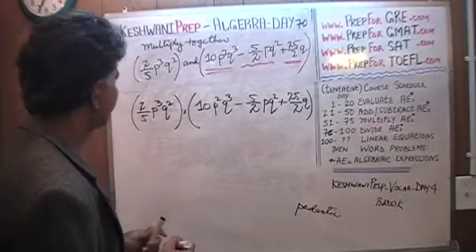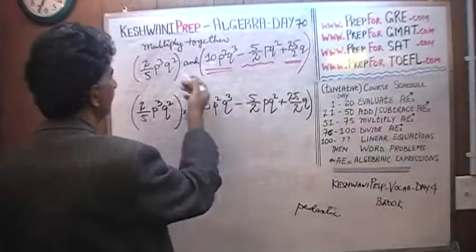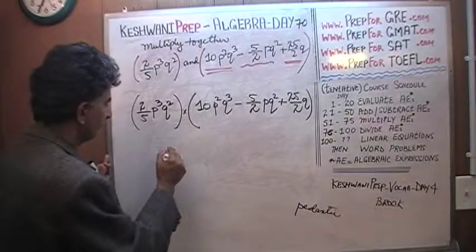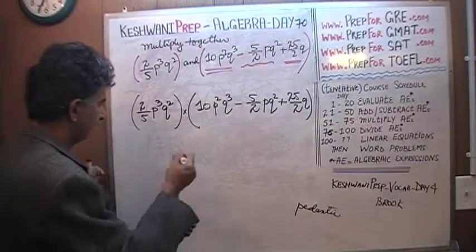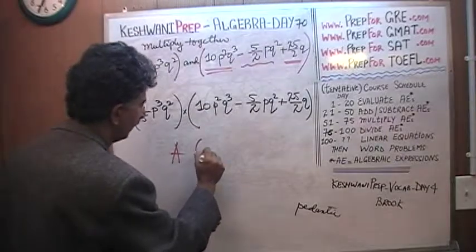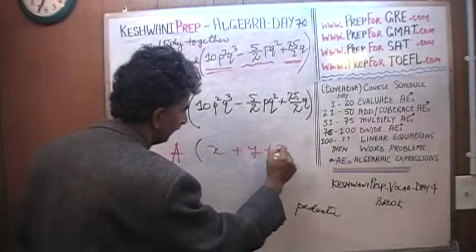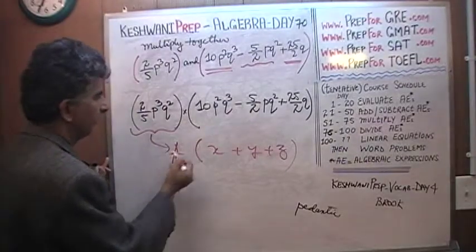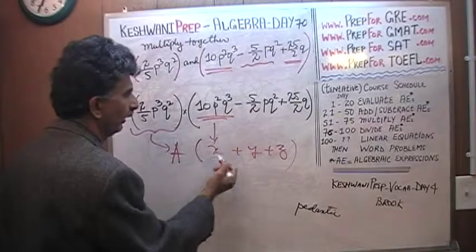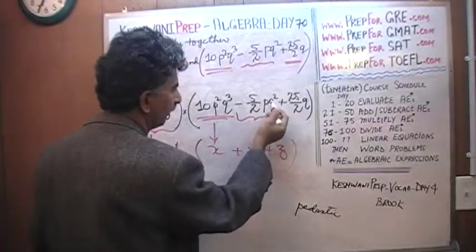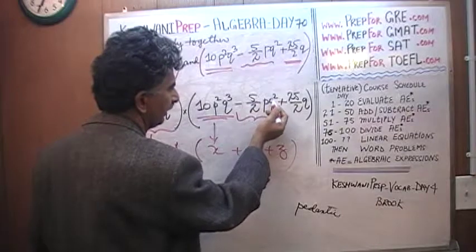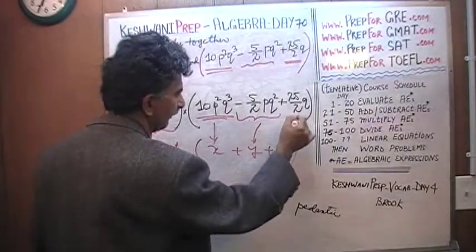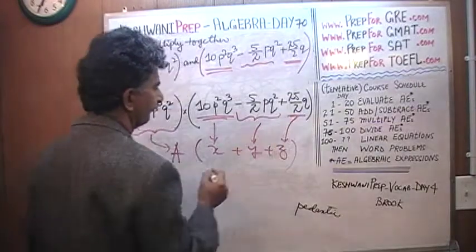So this expression has 3 terms, as we said. This expression has only 1 term. So it is like asking somebody to multiply a times x plus y plus z. Except in this case, this entire thing is your a. Our x is this guy. Our y is negative 5 over 2 p times q squared. That's your y. And our z is 25 over 2 q. That's our z, right here.